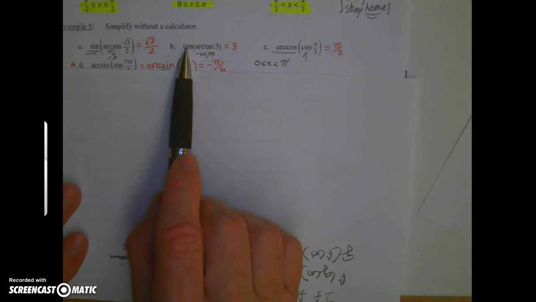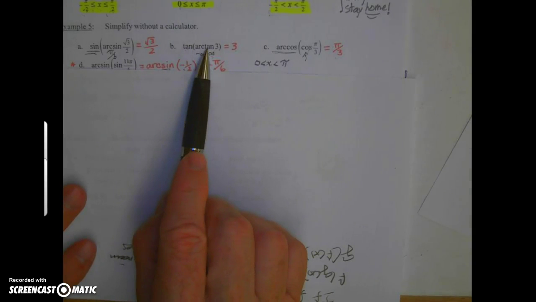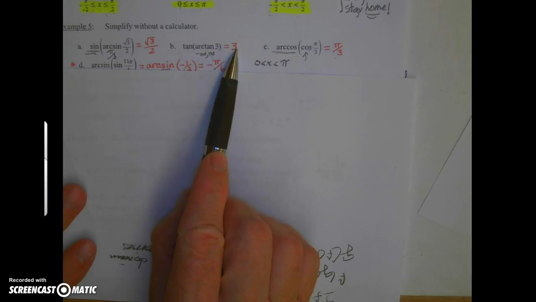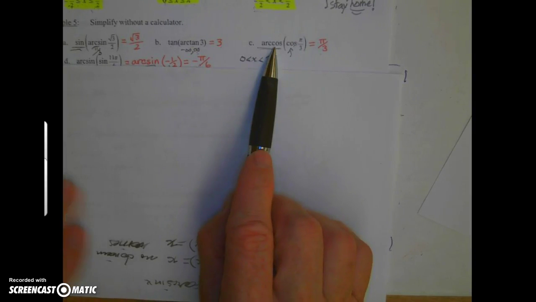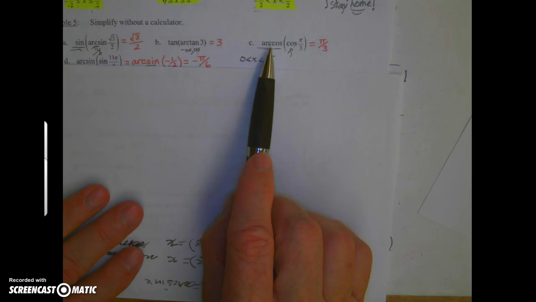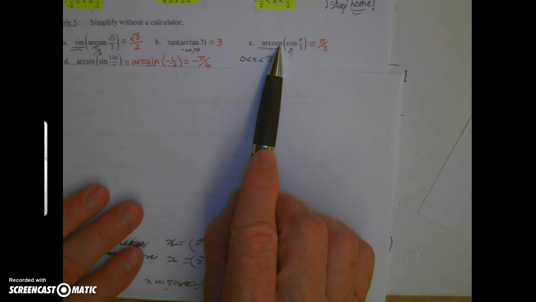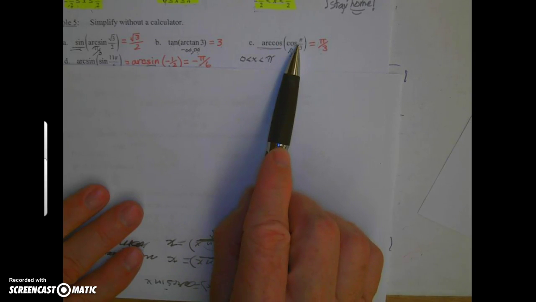For part B, it's the same process. The tangent and arctangent undo each other. Therefore, you end up with what you started. But in part C, you have to be a little more careful, because here the arc cosine automatically has a domain restriction. And the arc cosine is the dominant function, and this is the baby.